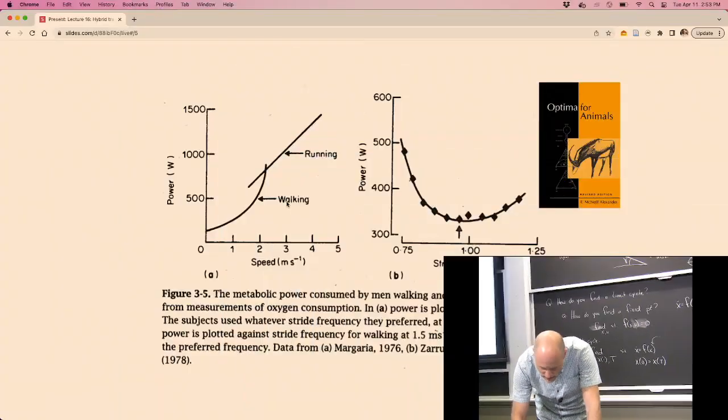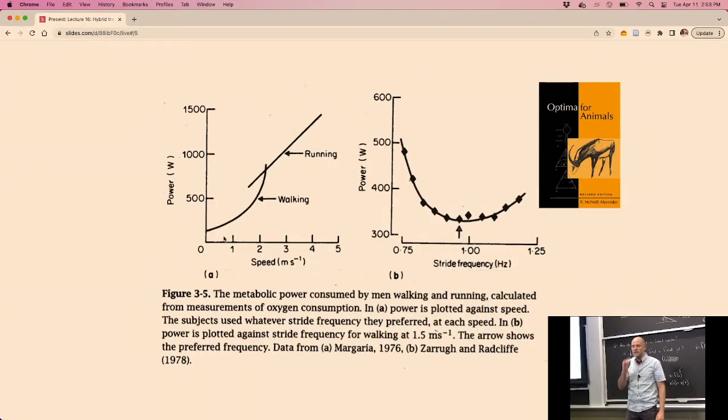This is the book here. One of the things he talked about in the walking chapter is that he did a series of experiments where you have people walking on a treadmill, you measure their volume of oxygen consumed or CO2 produced, and you can estimate their metabolic cost, their energy consumed.